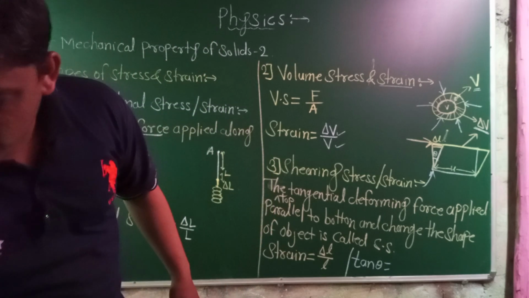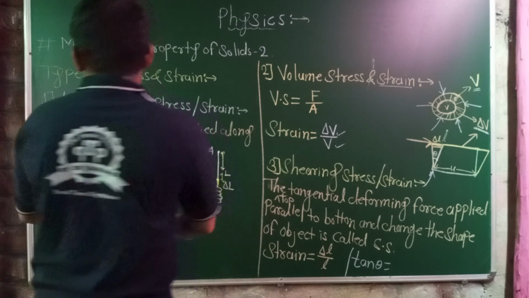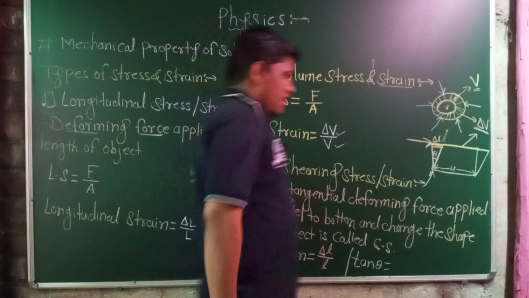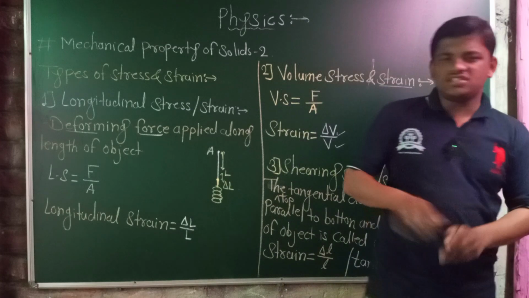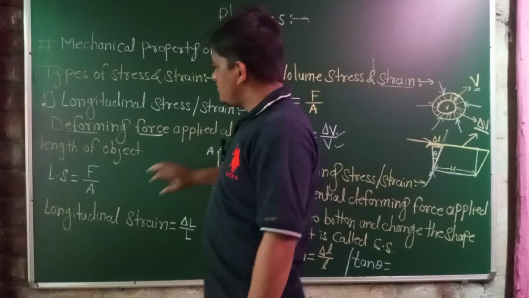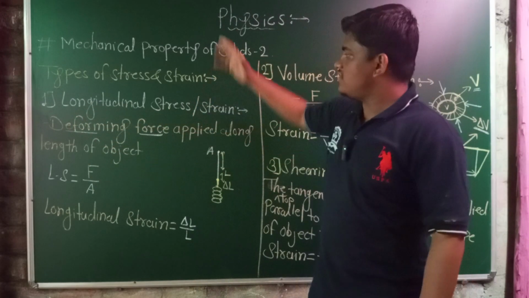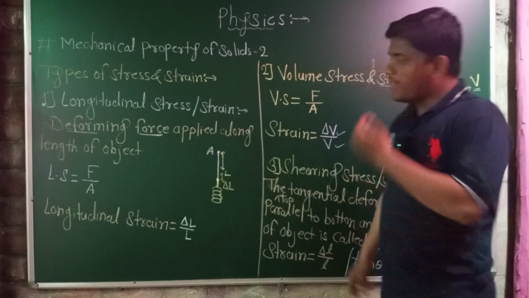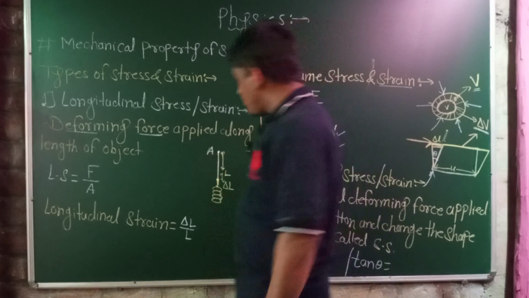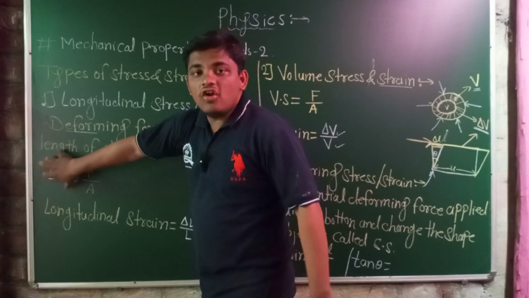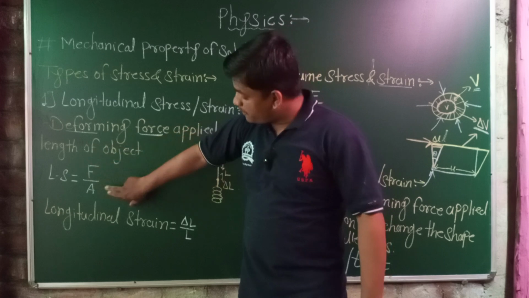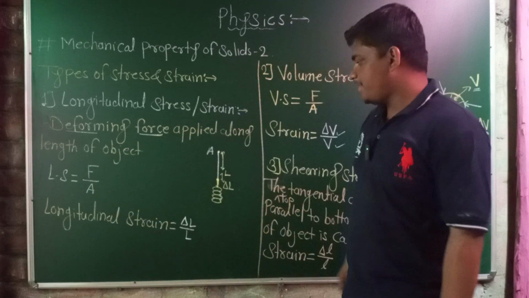Just to revise before the board exams, what will be discussed in that board. Longitudinal stress and longitudinal strain. The stress which is responsible for the change in length of that object is known as the longitudinal stress. When a deforming force is applied along the length of that object, which can change its length, this is known as longitudinal stress. Longitudinal stress is the deforming force applied per unit cross-sectional area.